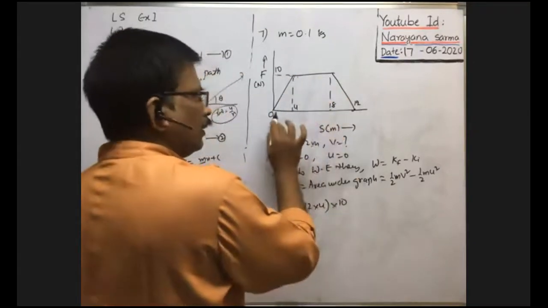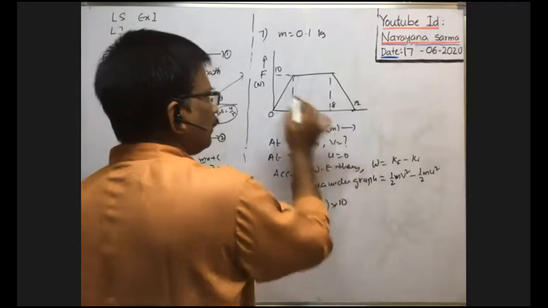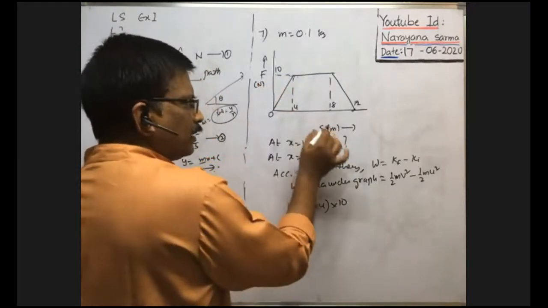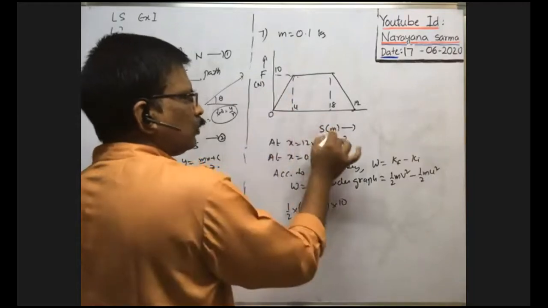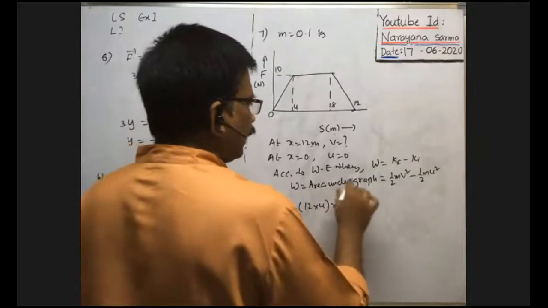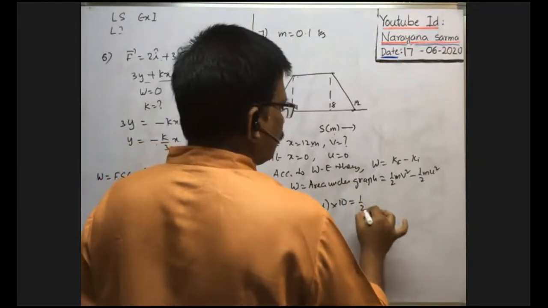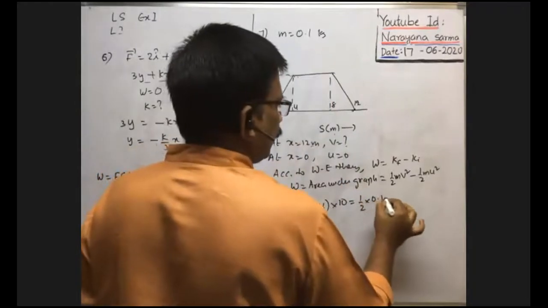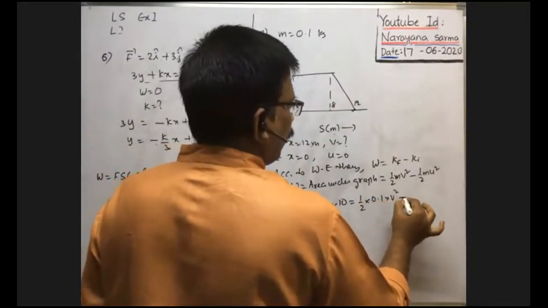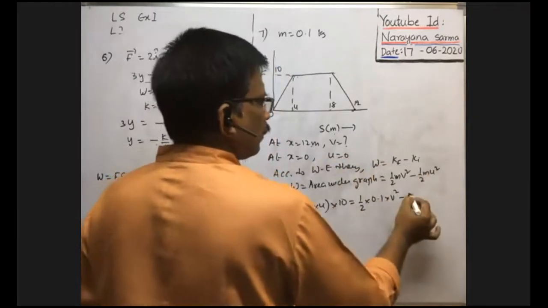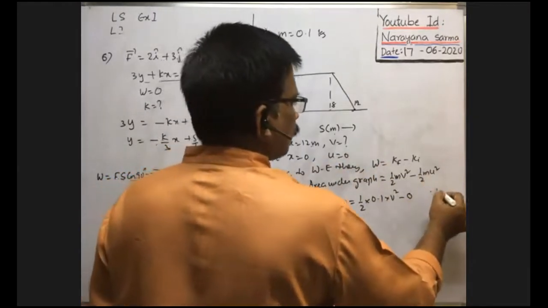You see, this displacement is in SI system. Force is also given in SI system. That's why you can substitute directly. If it is in centimeter, if it is in Newton, then you convert them into meter and you substitute. Okay. This is the area under the graph, which is equal to half into mass of the body. Mass of the body is given as 0.1 kg, into final velocity v square minus u square. u is 0 at x equals 0. That's why initial velocity is 0, so initial kinetic energy is 0.